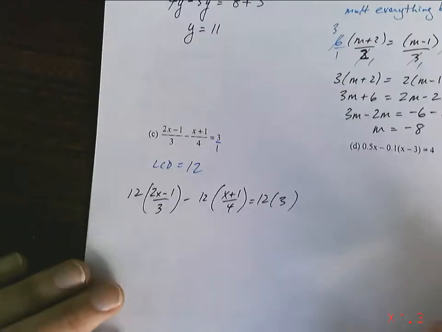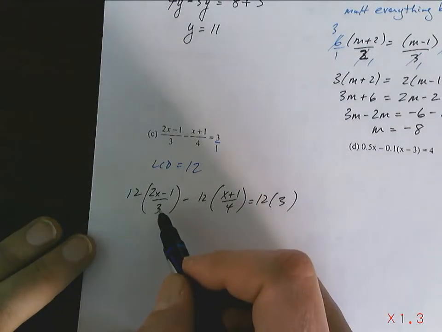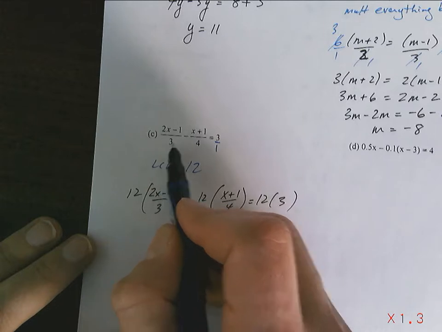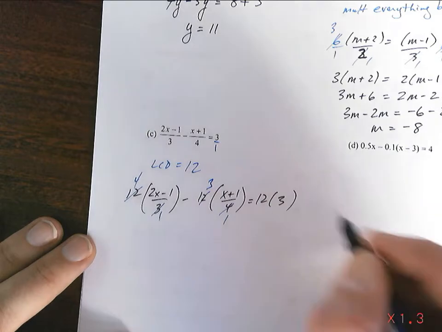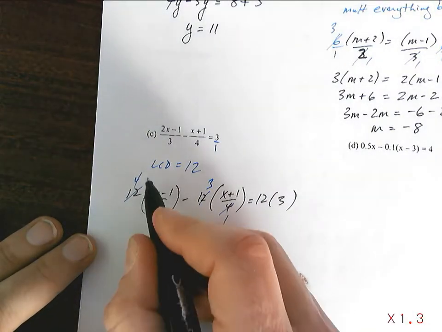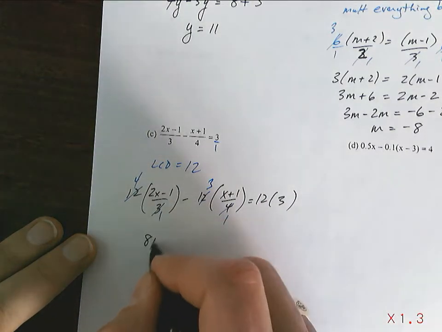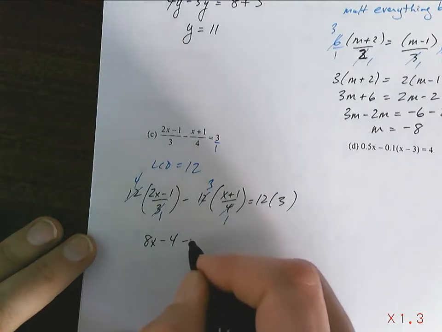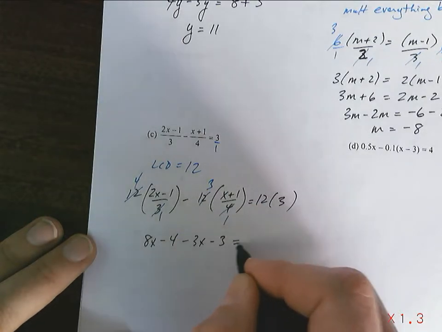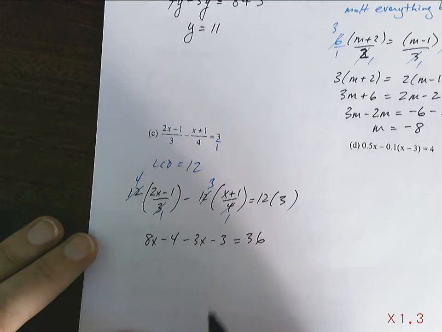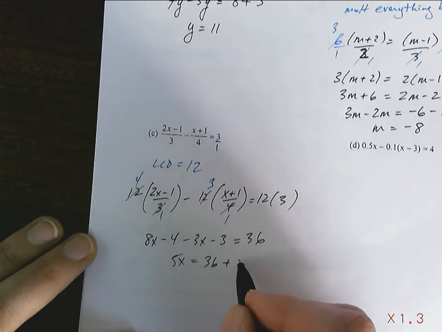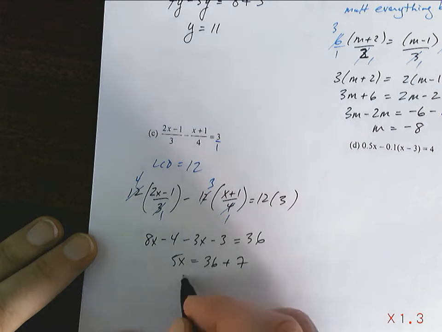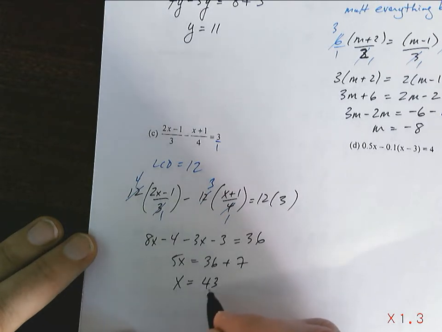And what that's going to do is, since I got 12 from being the lowest common denominator between 3 and 4, they will reduce. Which leaves me with an easier question. 4 times 2x is 8x minus 4. Negative 3x minus 3 equals 36. So 5x, take the 7 over to the other side, will be 36 plus 7. So that'll be 43. So it'll be x equals 43 over 5.